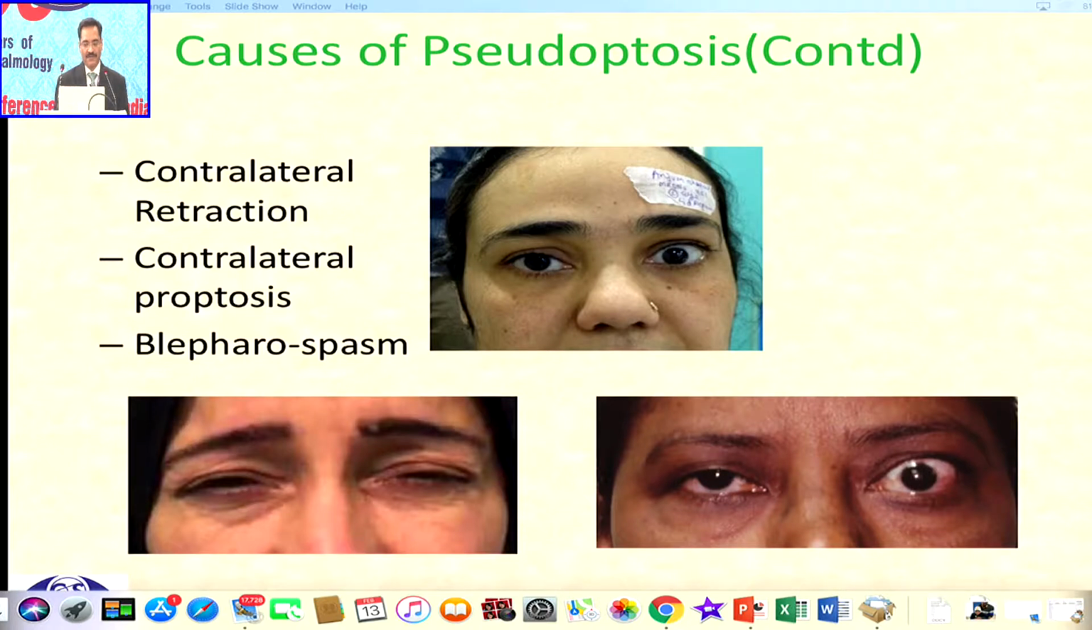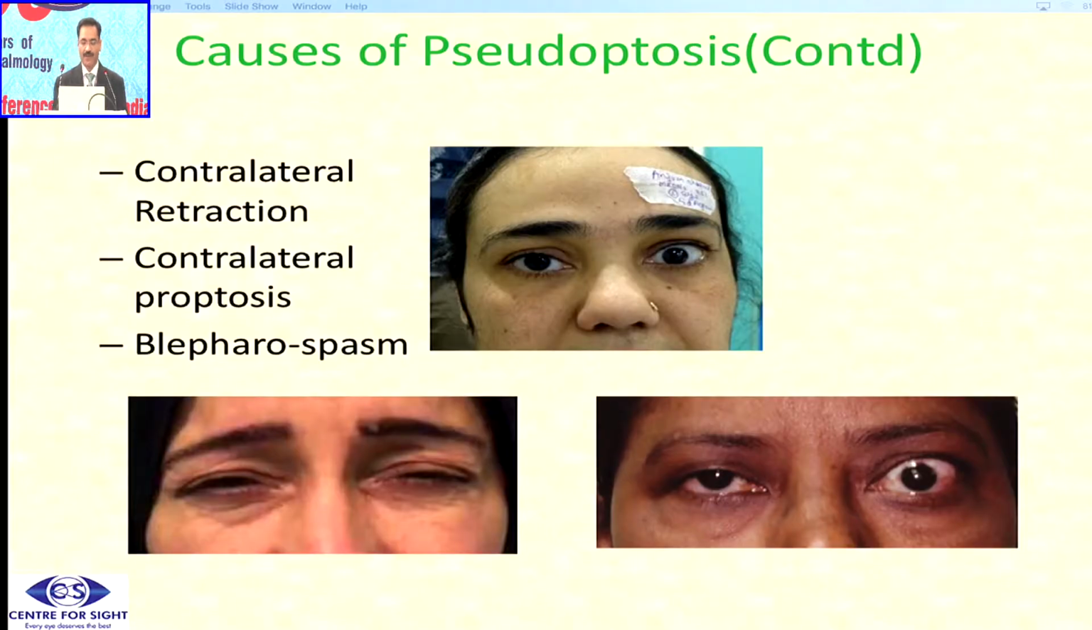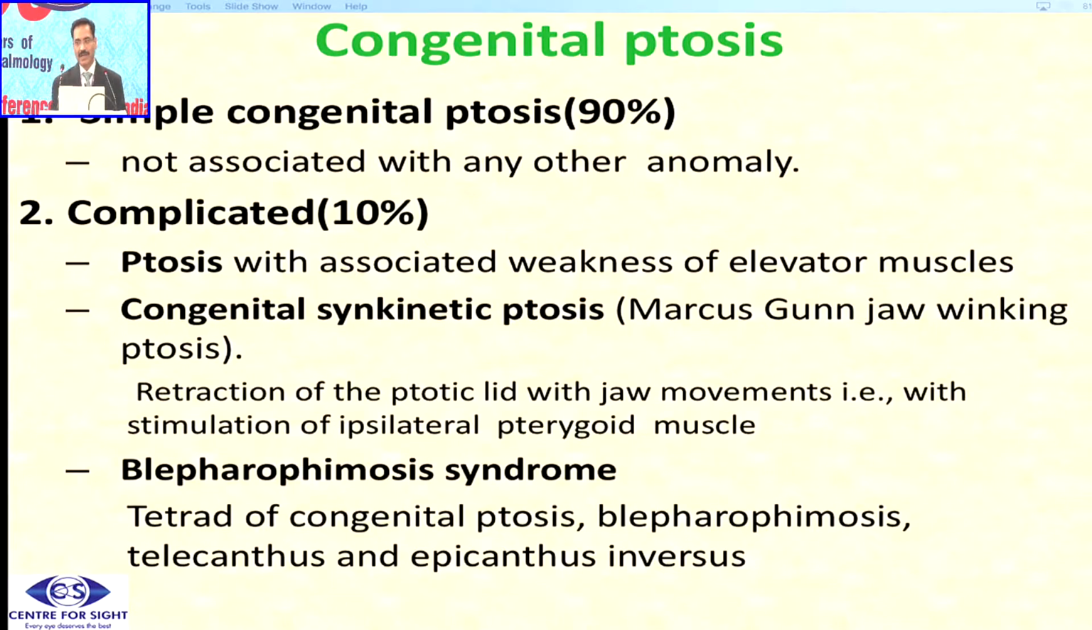Again, another condition, blepharospasm. In this particular patient also there is reduced palpebral fissure. So this may mimic ptosis, but how can one differentiate blepharospasm from ptosis? In blepharospasm, there will be overriding of the cornea by the lower eyelid also. So both eyelids will override the cornea, the upper eyelid will override the upper part, and the lower eyelid will override the lower part of the cornea. So these are the causes of pseudoptosis.